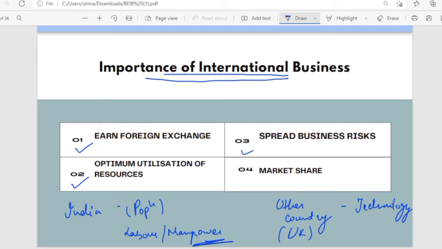Next is spread business risks. Now, very simple. Take the example of your mother, of your parents. Will they keep the entire jewelry in one place? No. They'll keep some jewelry in the house. They'll keep some in a bank, right? And they'll keep some in another bank. We'll never keep all the jewelry or all the money that you have in cash at one place.